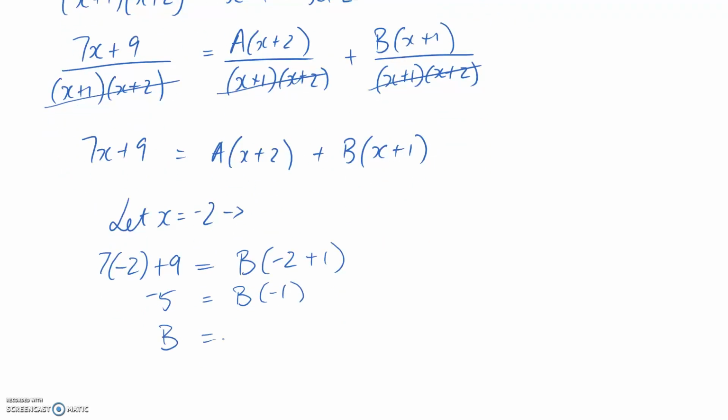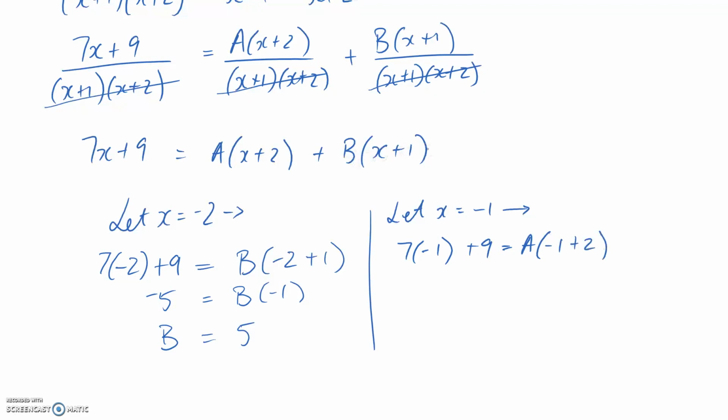So that means that b on its own is just going to be equal to 5. And let's do this once more with a different value of x. If I pick x is equal to negative 1, it's going to drop that bracket to be 0. So we're going to get 7 times negative 1 plus 9 is equal to a times negative 1 plus 2, and again that drops to 0, so I won't bother writing it out.